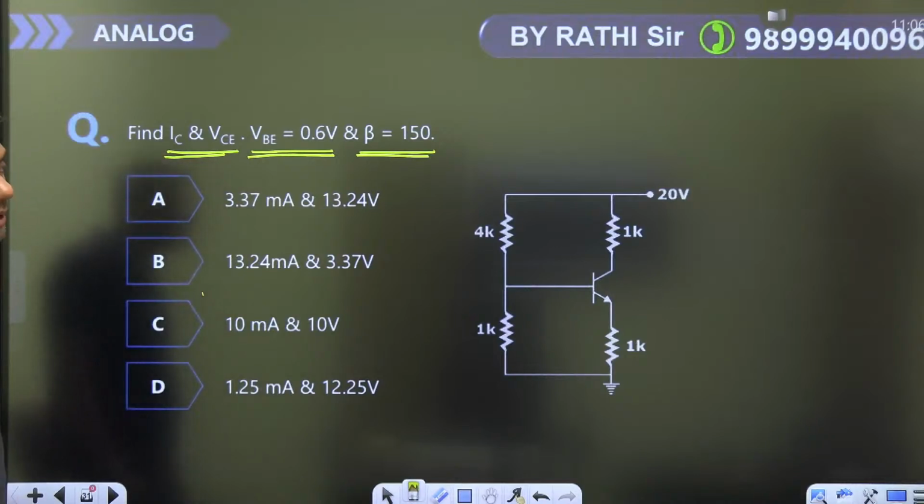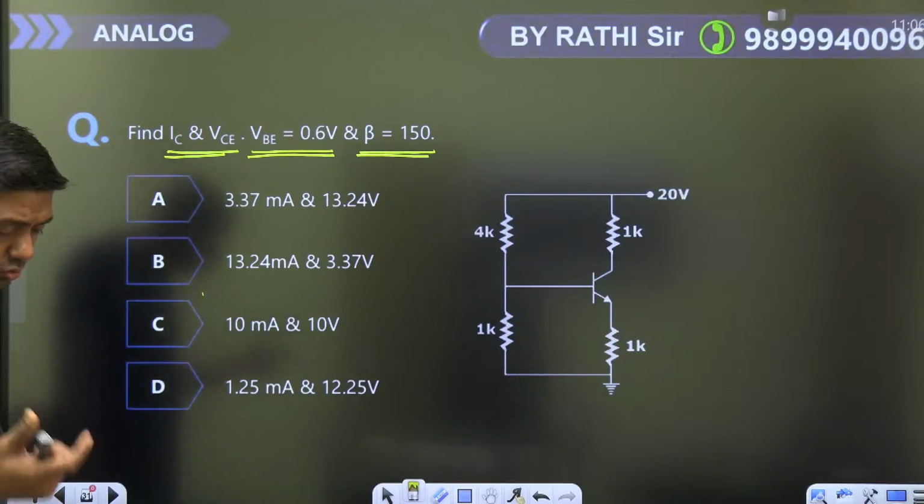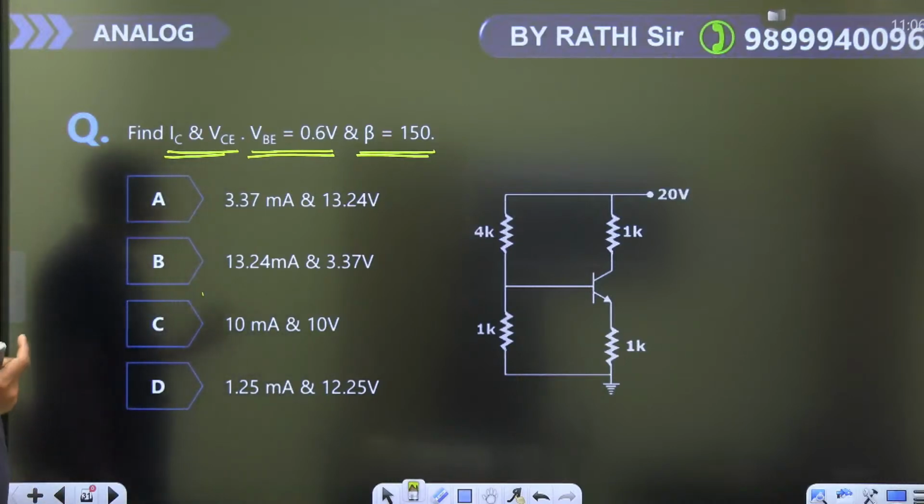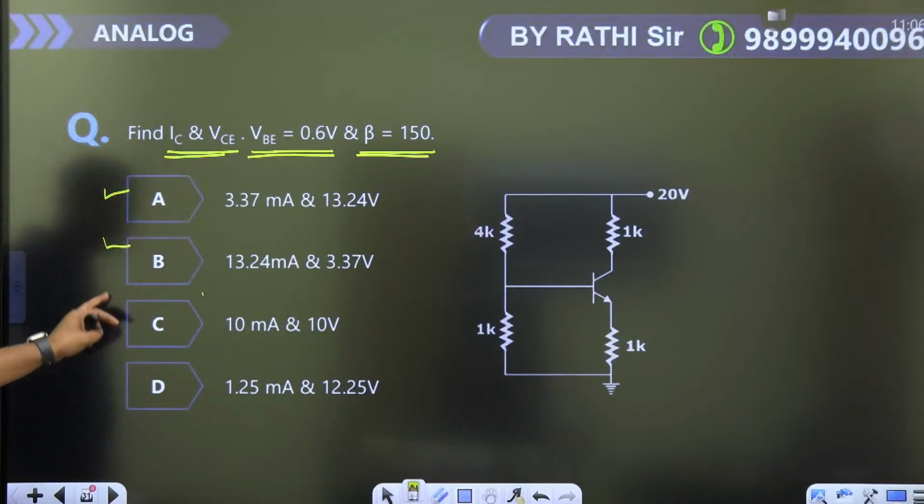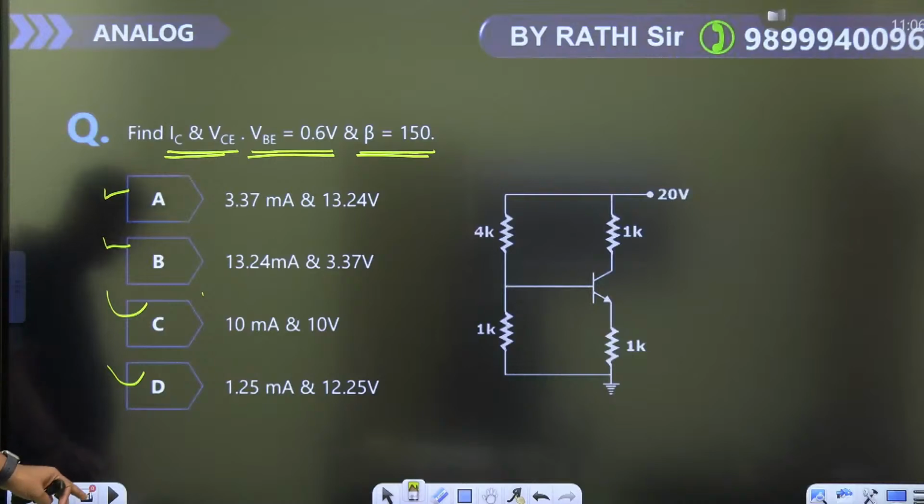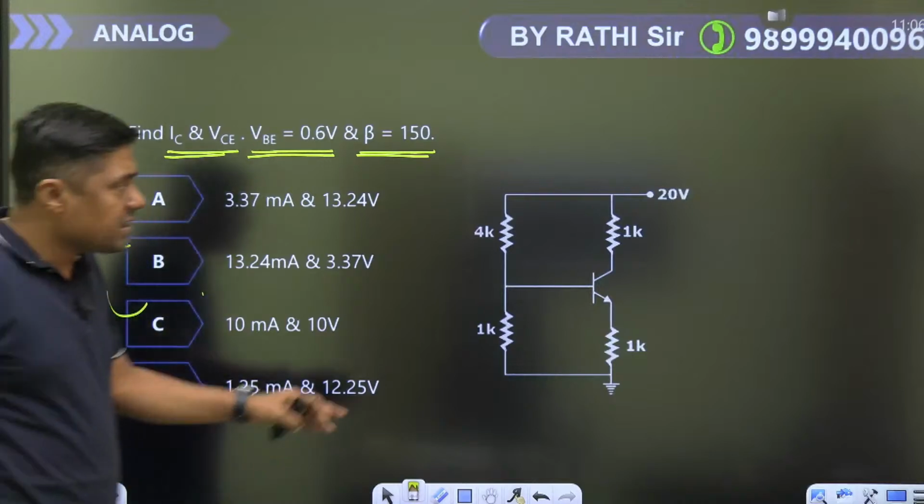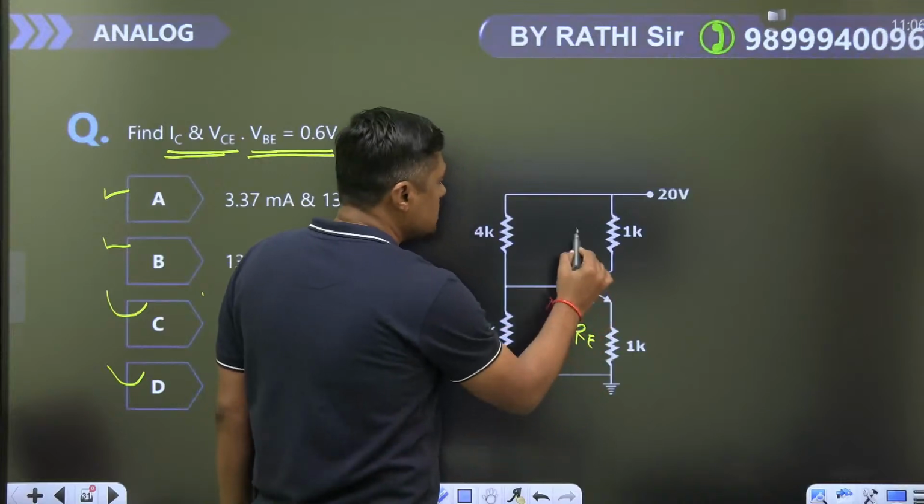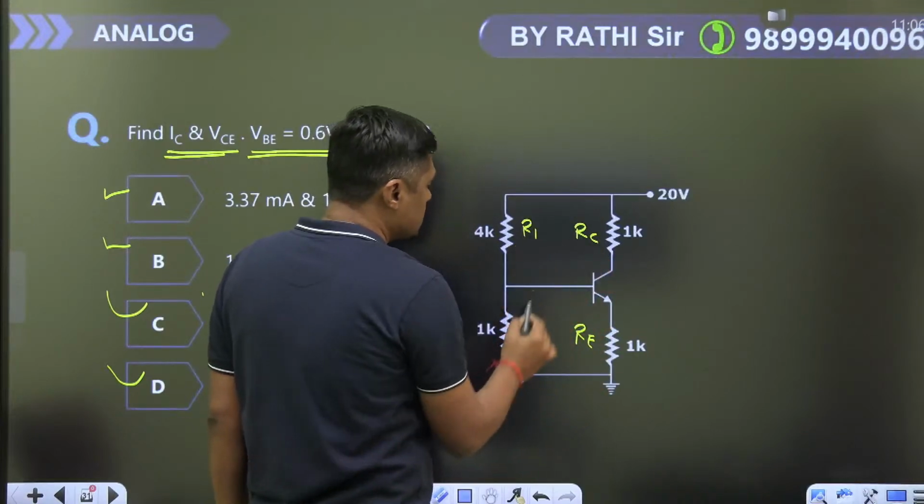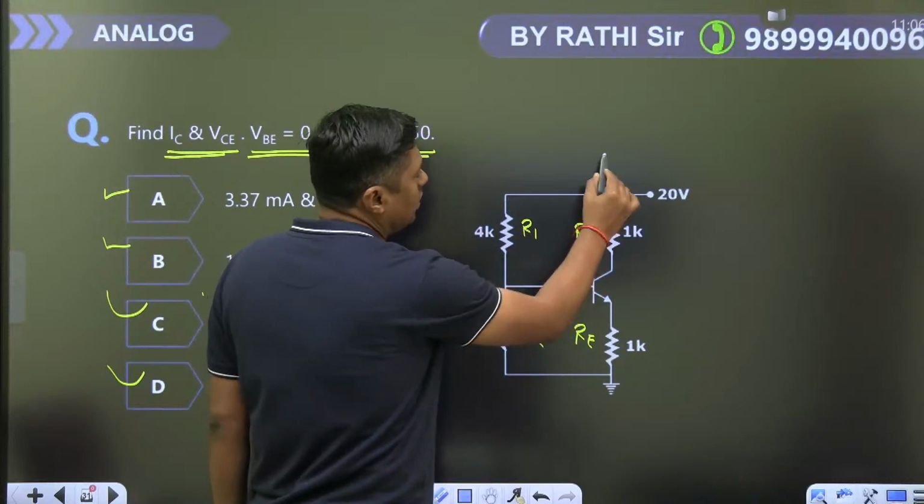Okay. For this type of question, you also solve it and try to give me the answer. Use your virtual calculator. Which answer is correct? Option A, option B, option C or option D? Just like a mock test. Okay, so this is a self-biased circuit. RE is connected. This is called RE. This is RC. This is R1. This is R2. And that is called VCC.